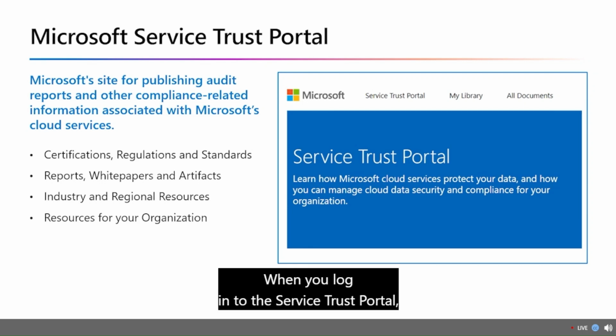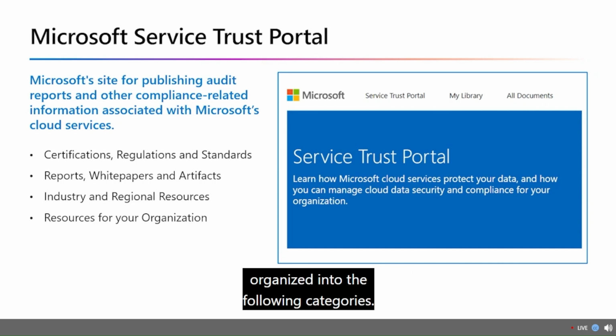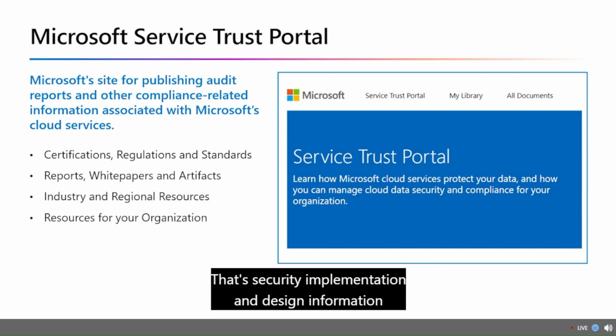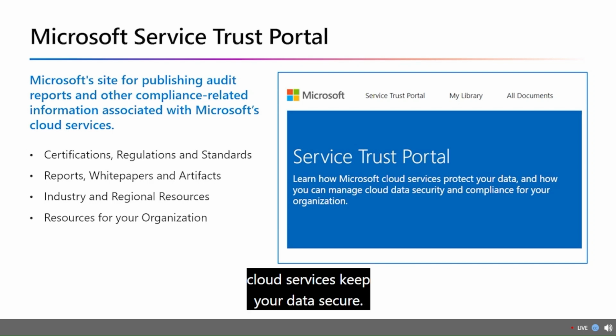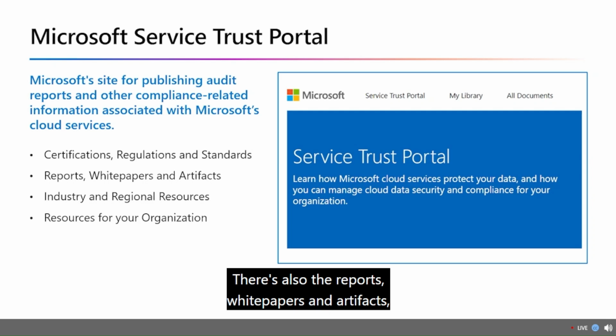So when you log into the Service Trust Portal, when you hit that landing page, it includes content that's organized into the following categories. You've got certifications, regulations, and standards. So that's security implementation and design information, with the goal of making it easier for you to meet regulatory compliance objectives by understanding how Microsoft Cloud Services keep your data secure. There's also the reports, white papers, and artifacts.